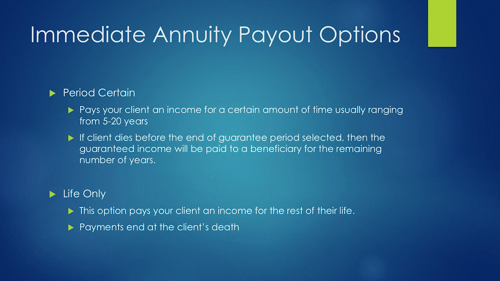Then there's life with period certain. In other words, they're saying, okay, we're still going to guarantee to make payments for as long as you live, but if you happen to die in the first 10 years, we'll pay the remainder of the first 10 years of payments to your beneficiary. And at least that gives a person some guarantee that the company is not keeping all their money.